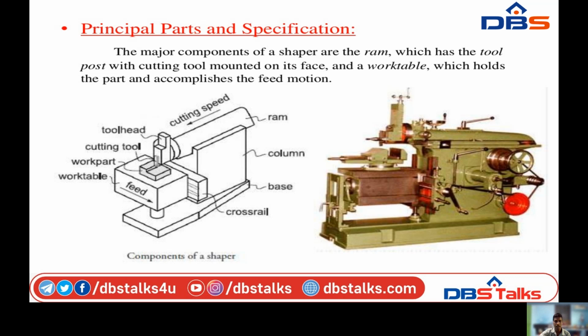Work table is used for moving upward and forward direction. That means by using manual commands, that means using hand wheels, we are moving the work table from upward to downward direction. Then feed will be given from the left side to the right side, left and right.